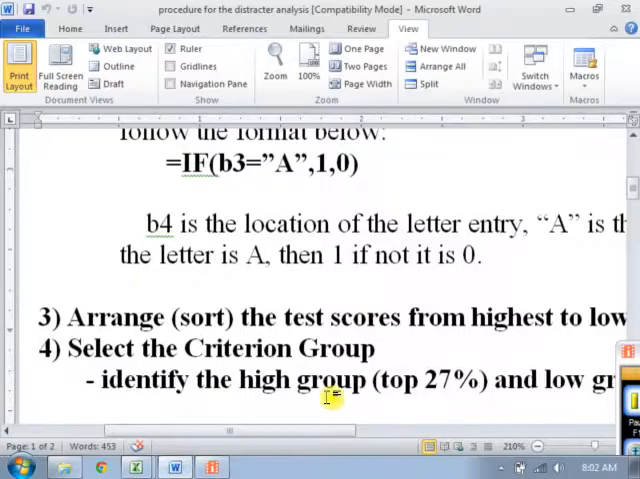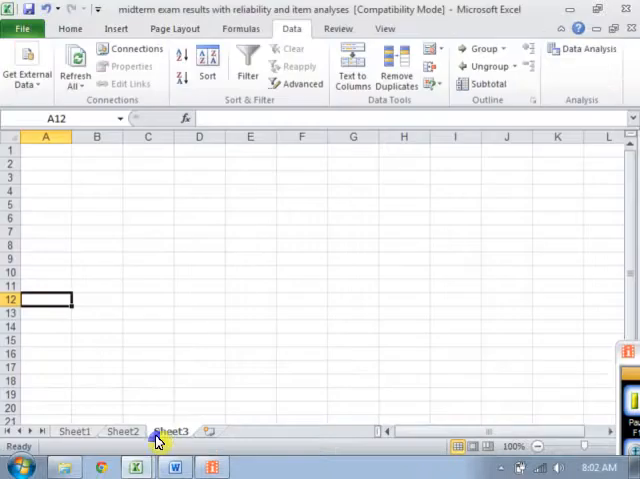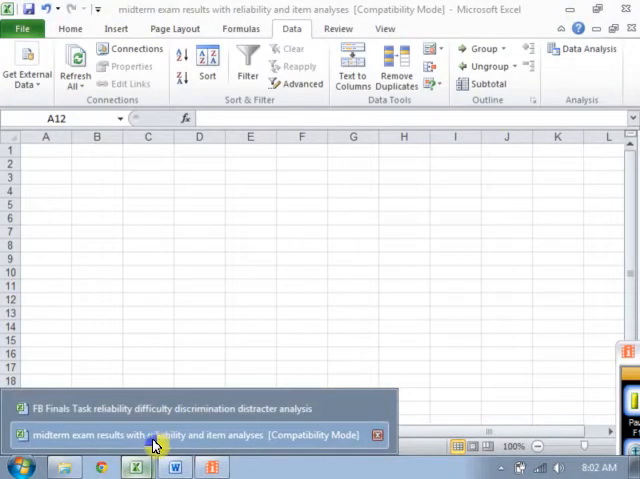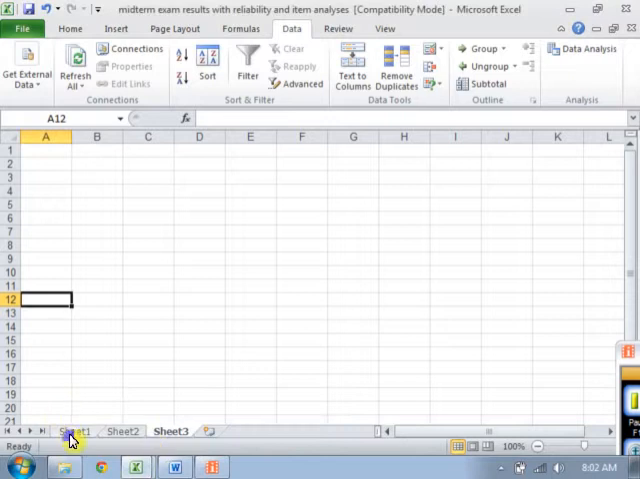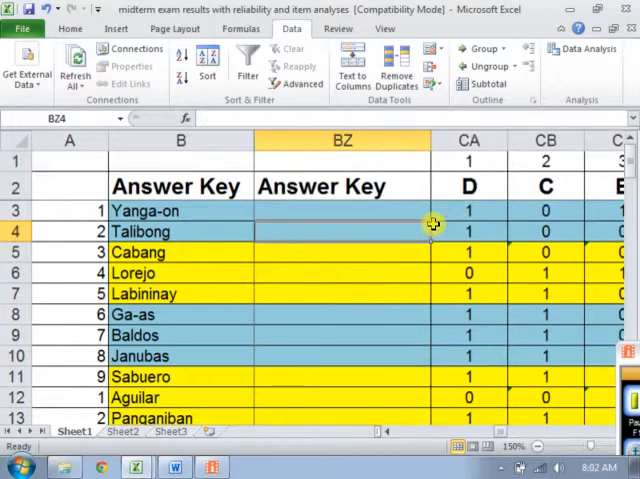Select the criterion group, top 27% and low 27%. So what did we say? Again, let me just make that very clear, that we only do the top 27% and the low 27% if our students are above 30. If our students are below 30, that means we only select the top and bottom. Meaning, if below 30, let's just say 20 students only, you have top 10, low 10. So, you include everyone. Okay?